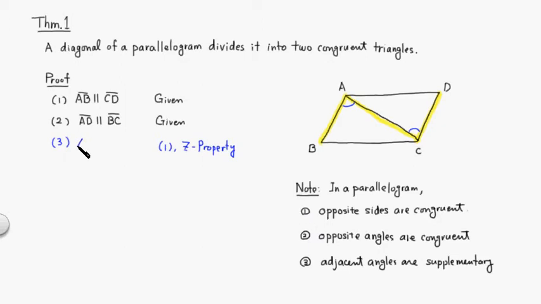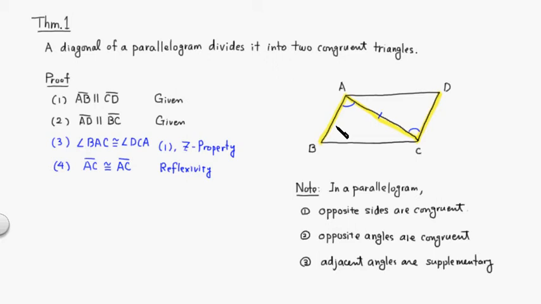So angle BAC is congruent to angle DCA, right? We got that. And line 4, we can use reflexivity, so I'm going to just write the reflexivity to show that the segment AC is congruent to itself, segment AC, right? So we have that.